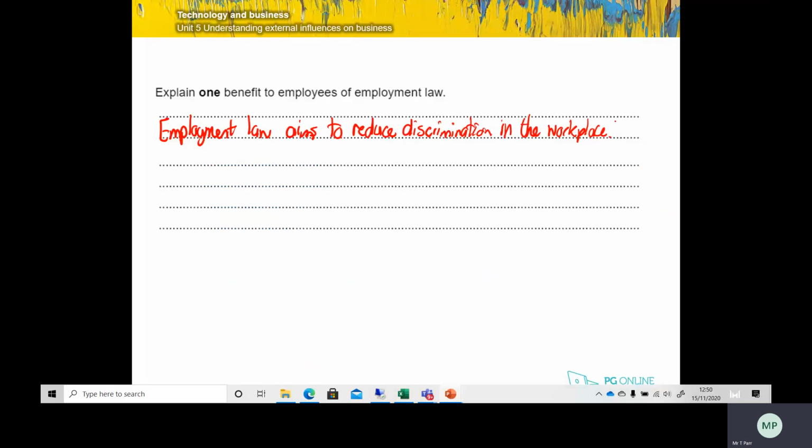Okay, well, how do we do this link? Therefore, an employee, what impact would this have on an employee? Well, they will not be treated differently to other workers.